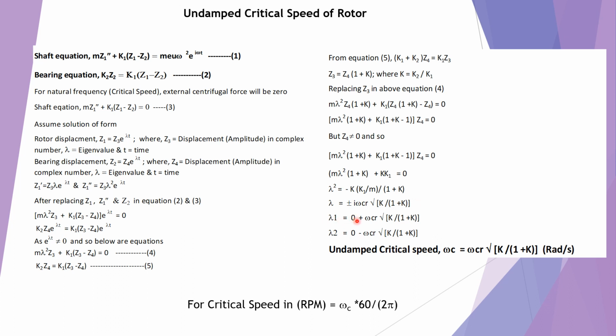So lambda is equal to plus minus i omega CR square root of k upon 1 plus k. So lambda 1 is equal to 0 plus i omega CR square root of k upon 1 plus k, and lambda 2 is equal to 0 minus i omega CR square root of k upon 1 plus k. So undamped critical speed omega c is equal to omega CR square root of k upon 1 plus k. This is in radian per second. If you want to convert into critical speed in rpm, we can write omega CR into 60 upon 2 pi. So this is the equation for undamped critical speed on flexible bearing.